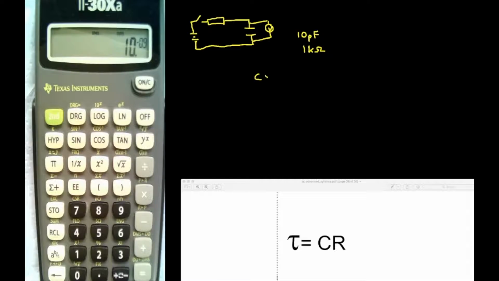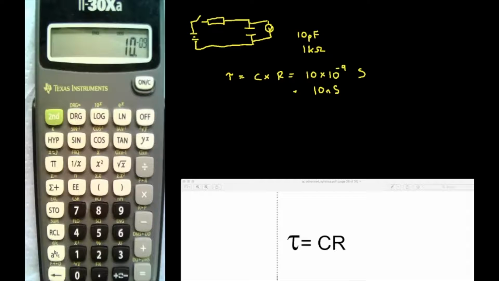CR, C times R, is equal to 10 times 10 to the minus 9, and because it's in seconds, time constant, I'll put tau is equal to CR equals 10 to the minus 9 seconds, and that means 10 nanoseconds. So fairly easy to work out CR, but you will normally have fairly small values of capacitance in the CR ones, so make sure you enter it in correctly.